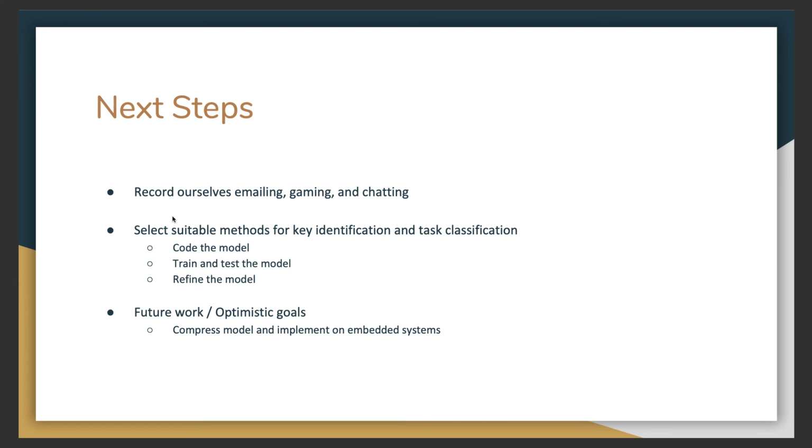So for our next steps, we're going to record ourselves with tasks such as emailing, gaming, and chatting, so that we can expand our data sets. And after that, we're going to implement our neural network or language model on our data set to train and test the model and see if we can increase the accuracy for our keystroke prediction to a certain threshold. And furthermore, for our future work or any optimistic goals, we're going to try to compress the model, since currently we're doing it on our MacBook.